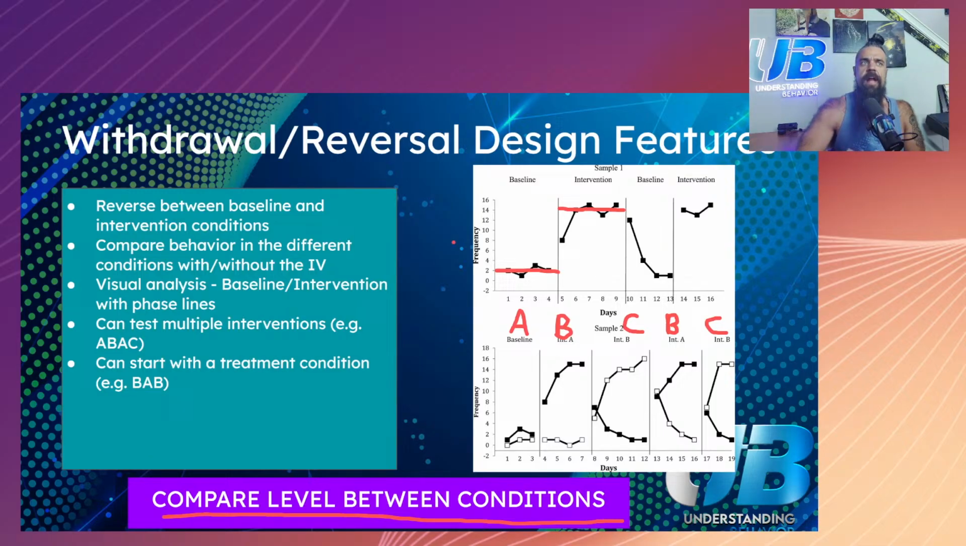With a withdrawal design, you're also able to start with a treatment condition. So right here is a pretty standard format where we have our A, B, A, B. But you can also have a variation where we start with the B condition, where we have a B, A, B. So that is also a possibility with the withdrawal reversal designs. And we see that we only have one baseline condition here, but this is enough to show experimental control. We'll talk a little bit more about that in a sec.